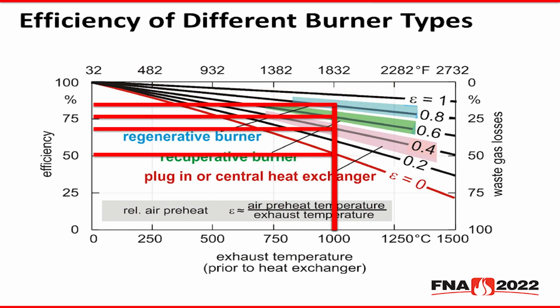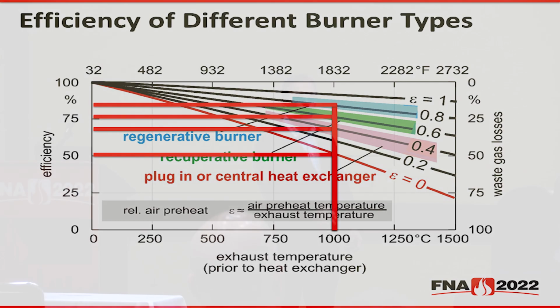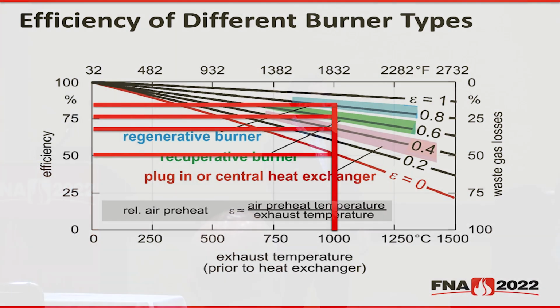So here we have a chart that shows combustion efficiency as a function of exhaust gas temperature. So in the case of a direct fired burner, this is the temperature inside the furnace before it reaches any heat exchanger. In the case of a radiant tube system, this represents the temperature inside the radiant tube, which is always hotter because heat flows from hot to cold, right?